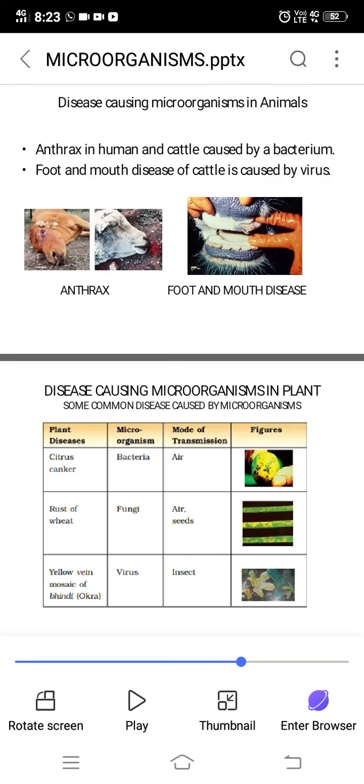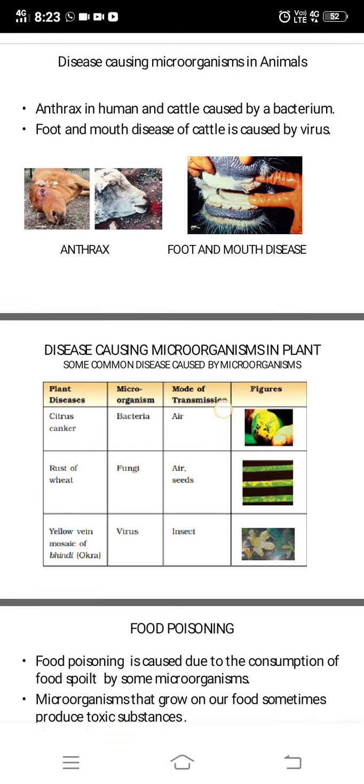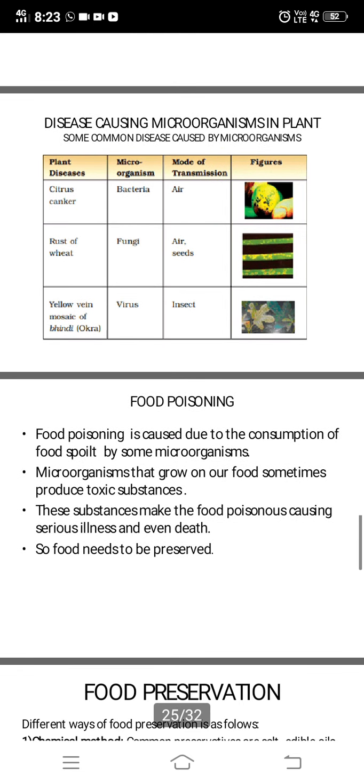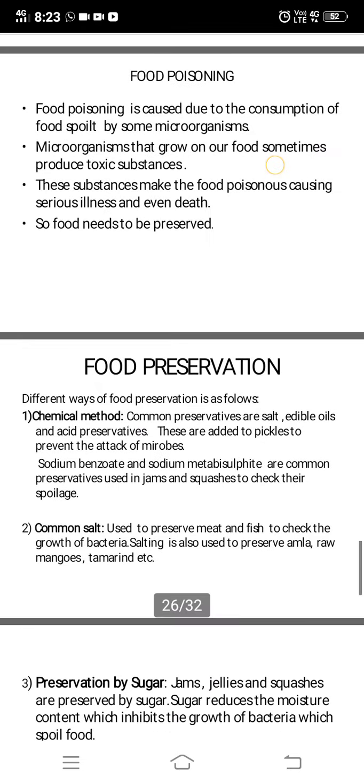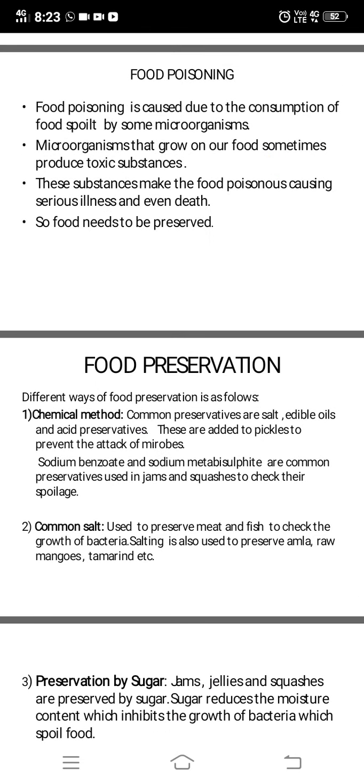Hello students. In the previous class, we had studied the harmful microorganisms and how they are harmful to humans, plants and animals. We'll continue with the next topic, that is food poisoning. You have mostly heard people saying that because of eating outside food or some spoiled food, they might have got food poisoning. So what is food poisoning actually?